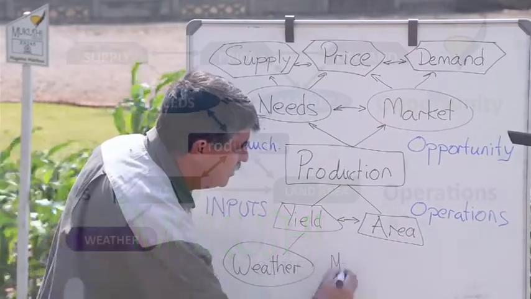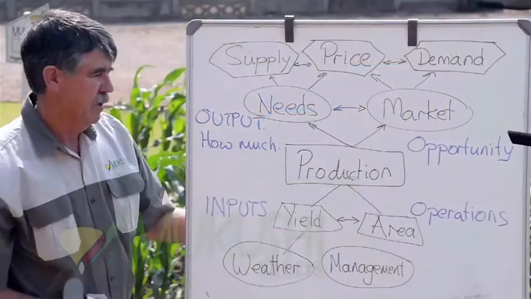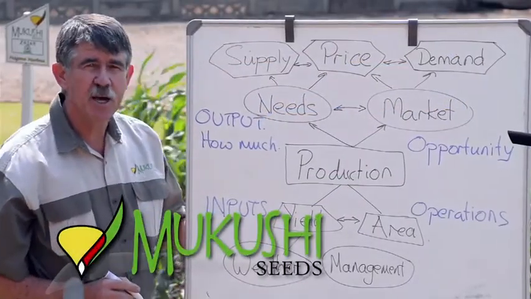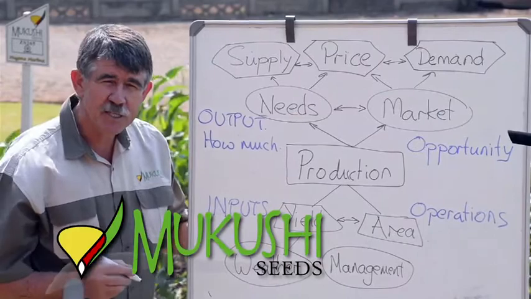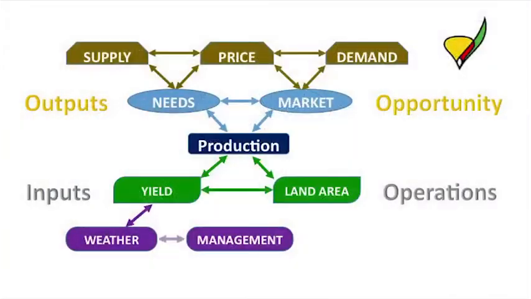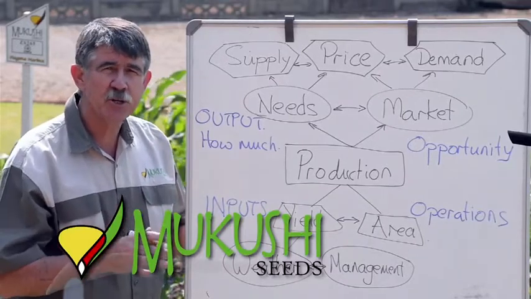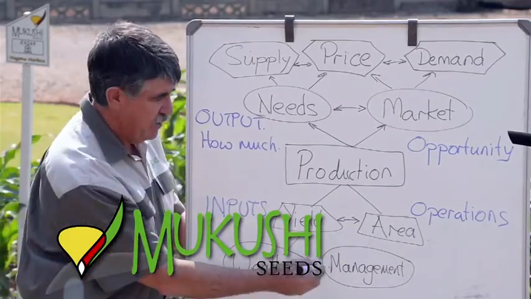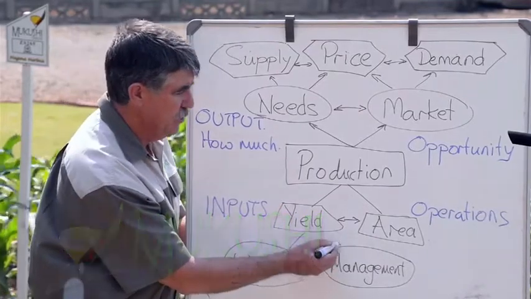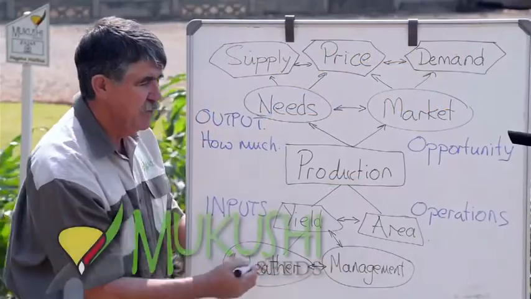So that means we need to consider our management. We need to manage our crop to the best of our ability. So our management is going to be related to the weather conditions. Whether you're in region 4 or region 2, you will manage your crop accordingly. And the management and the weather will contribute to the yield. So these three are very much related.